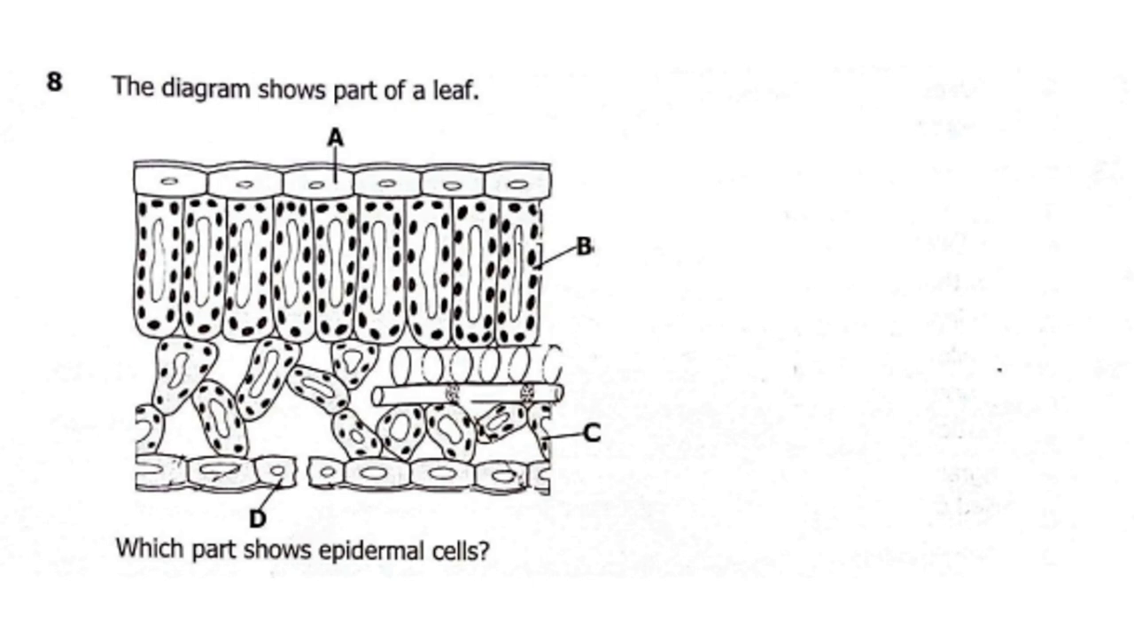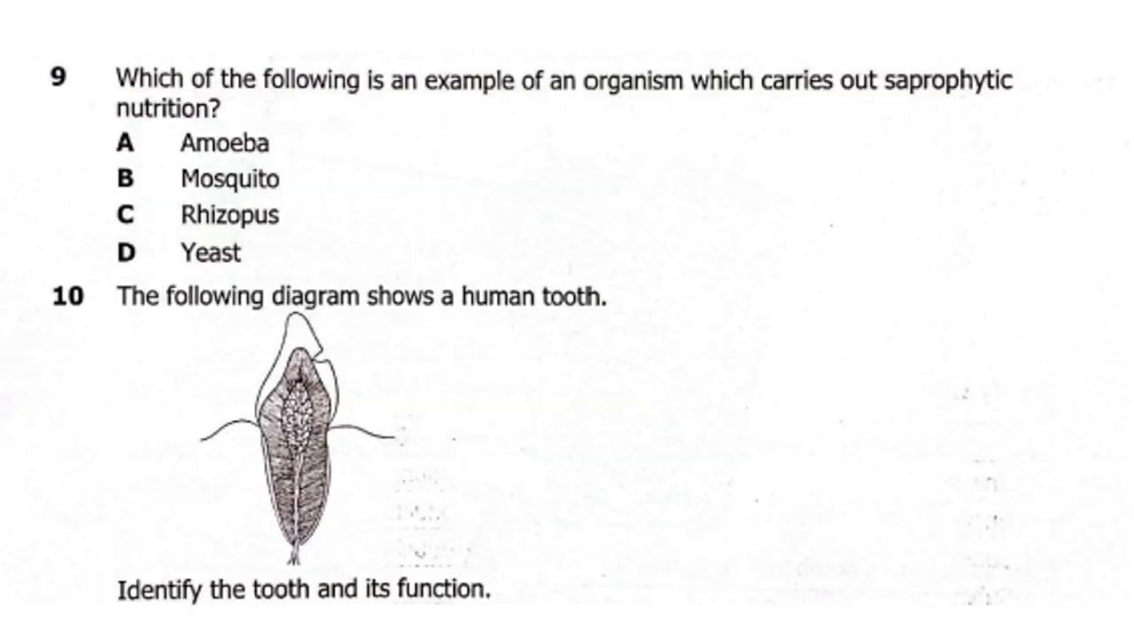Question 8. The diagram shows part of a leaf. Which part shows epidermal cells? The correct answer here is A, which is the upper epidermis. B is the palisade cell, C is the spongy cell, and D is the guard cell. So the correct answer is A.